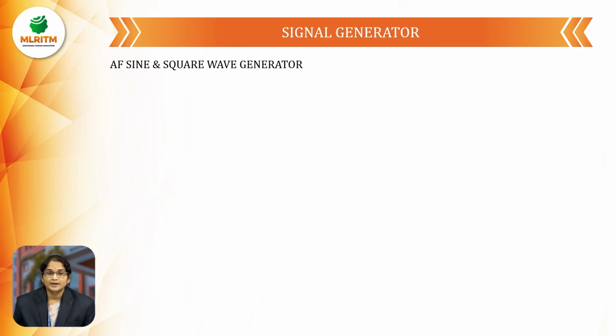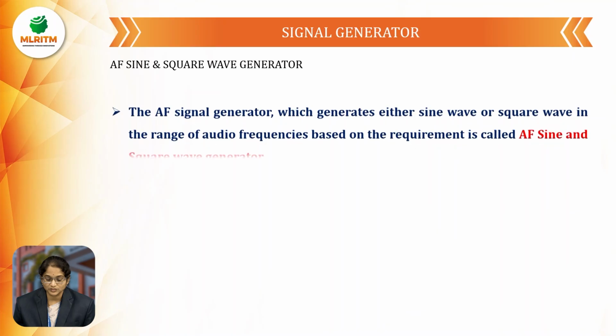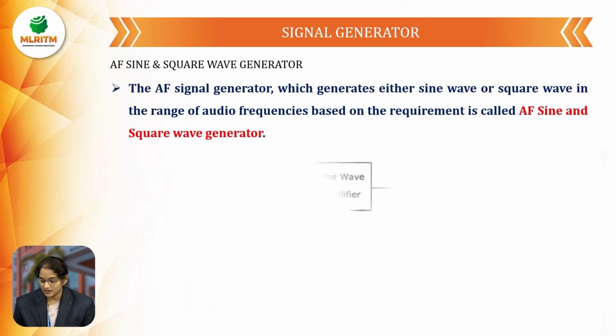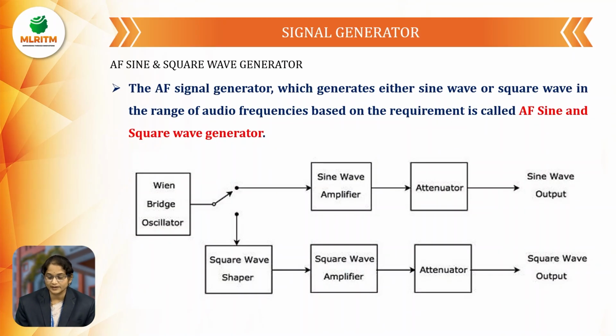Next is the AF sine and square wave generator. It generates a sine wave or square wave in the audio frequency range based on our requirement, and is called an AF sine and square wave generator. Here we have the Wien bridge oscillator, with the help of which we generate the sine wave and square wave.